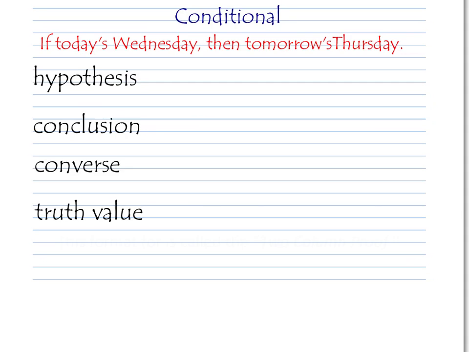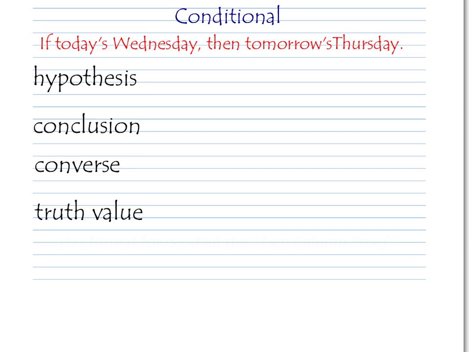Now we're going to talk about conditional statements. A conditional statement is basically an if-then statement. So it's a claim that's saying if something is true, then something else is true. And then we might be interested in whether or not that is in fact a true statement. Here's an example: if today is Wednesday, then tomorrow is Thursday.